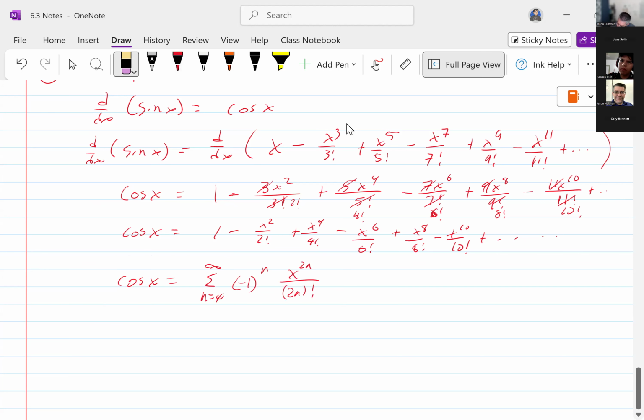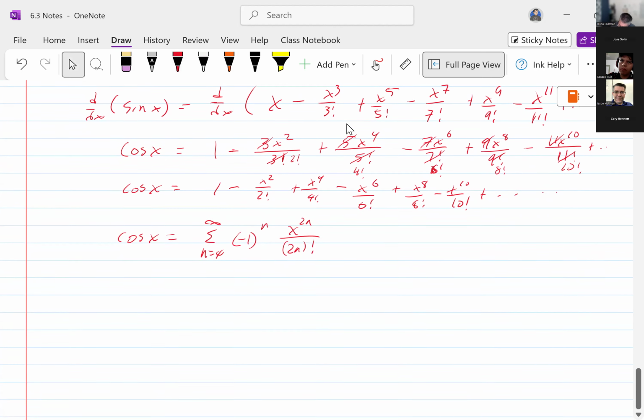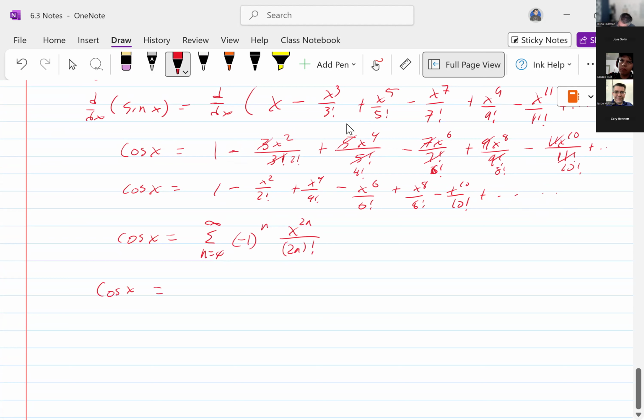Actually, I'm going to write it all together. The cosine of x is equal to 1 minus x squared over 2 factorial plus x to the 4th over 4 factorial minus x to the 6th over 6 factorial plus dot, dot, dot, which is equal to the summation n equals 0 to infinity of (-1) to the n, x to the 2n over 2n factorial.